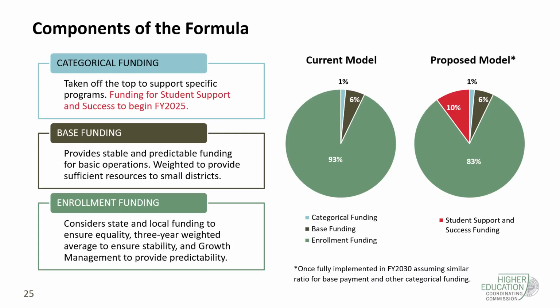So again, you've seen this, but the components of the formula right now are categorical funding, base funding and enrollment funding. We talked about that briefly at the very beginning of this slide deck.